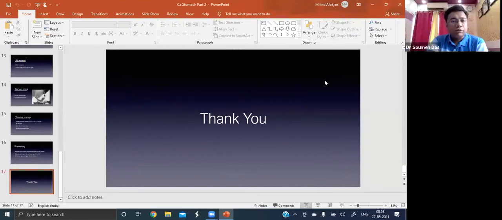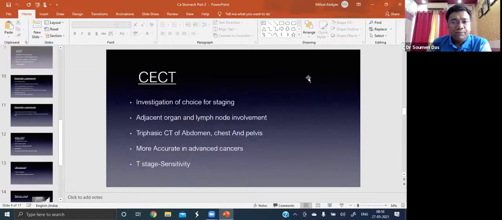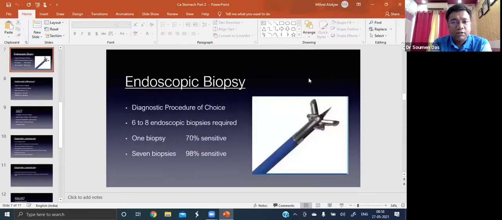Okay, Dr. Ganesh, that was a crisp presentation. A few points regarding endoscopy. Go back to the endoscopy slide. Yes, so 6 to 8 biopsies are mandatory. So what do you look at when you are doing an endoscopy and seeing the gastroesophageal junction? Do you have any classification out of that?